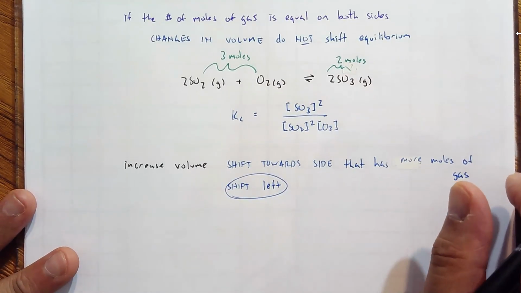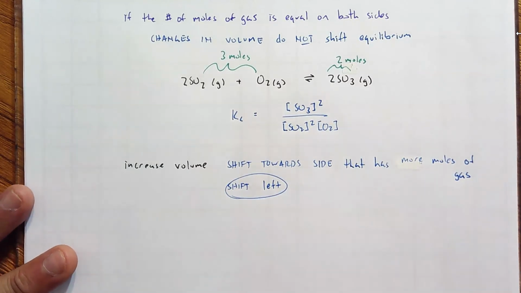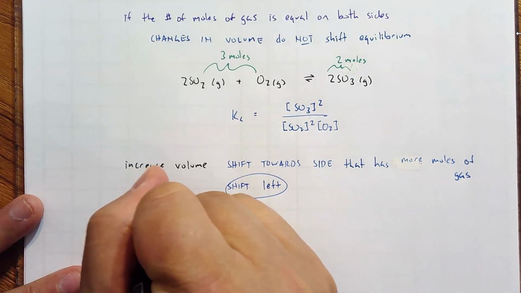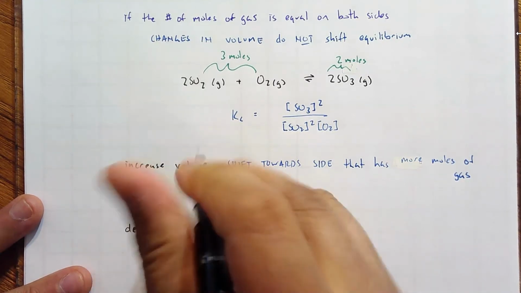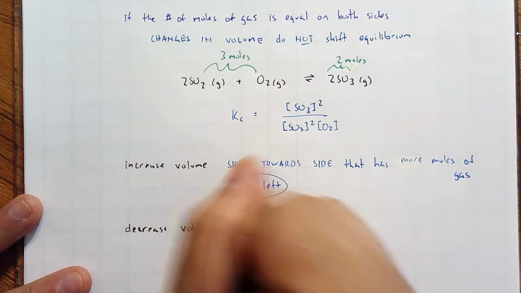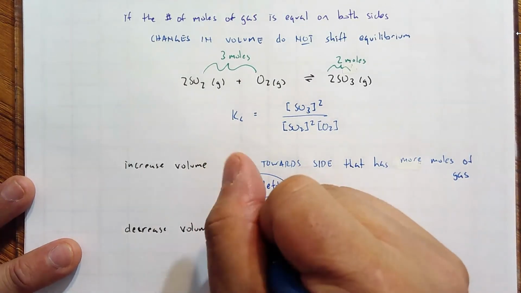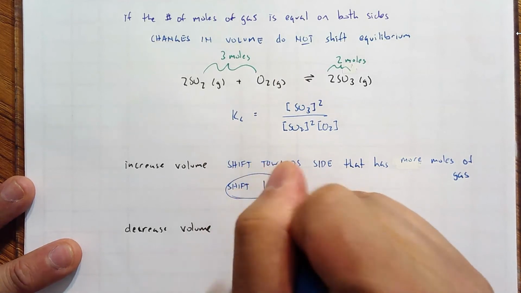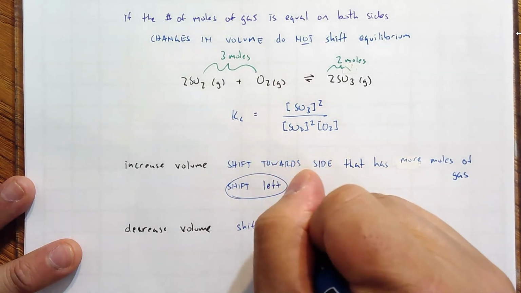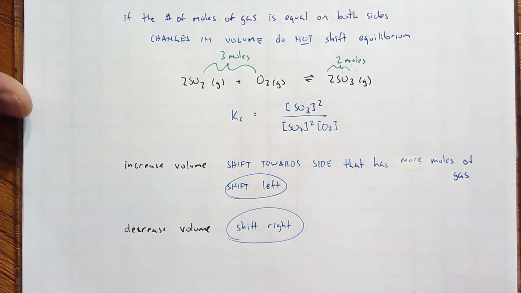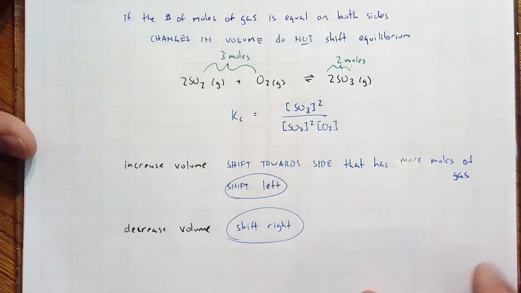And vice versa. If you decrease the volume, shift to the side that has less moles of gas. So in this case, if we decrease volume, we're going to shift to the right. Okay. So remember those 3 things.